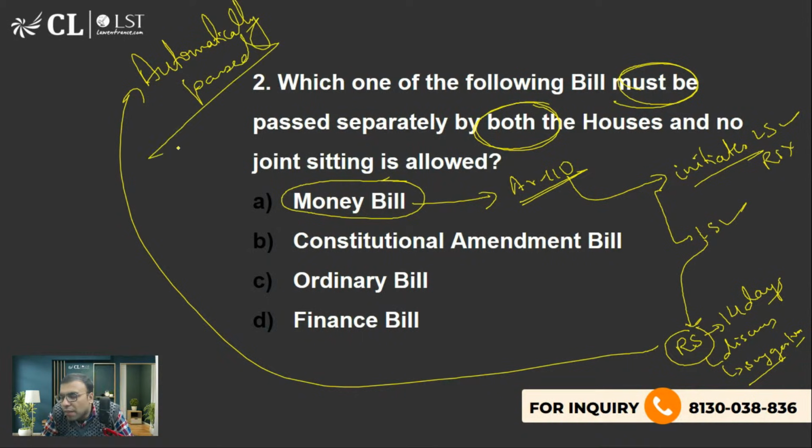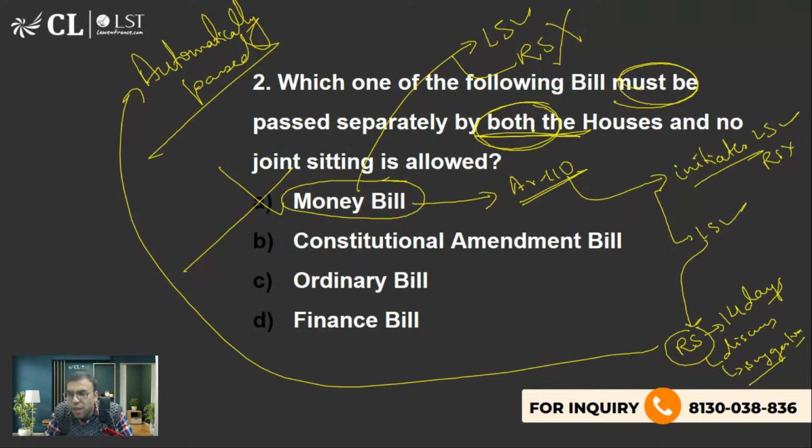So a money bill, for all practical purposes, needs only approval in Lok Sabha and does not need any permission in Rajya Sabha. So option A cannot be the answer. "Must be passed separately by both the houses." Of course, this bill does not require it to be passed by both the houses. So this is a wrong statement.